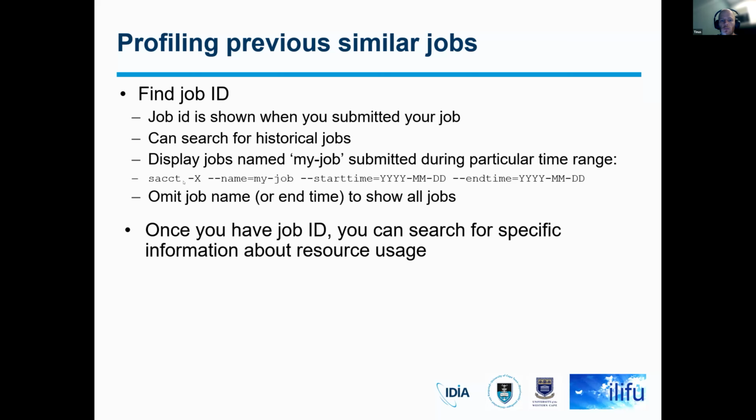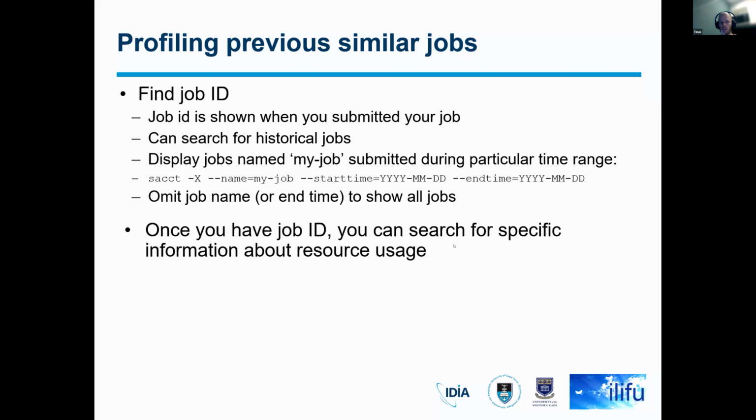You can also specify the start time and the end time if you know the time frame when you ran it. You can also use -X if you just want to see one line for each job instead of multiple lines for each of the job steps. This may just make it easier to look at the output. If you can't remember the name of your job, you can omit that and just look through your previous historic jobs between two dates or something like that.